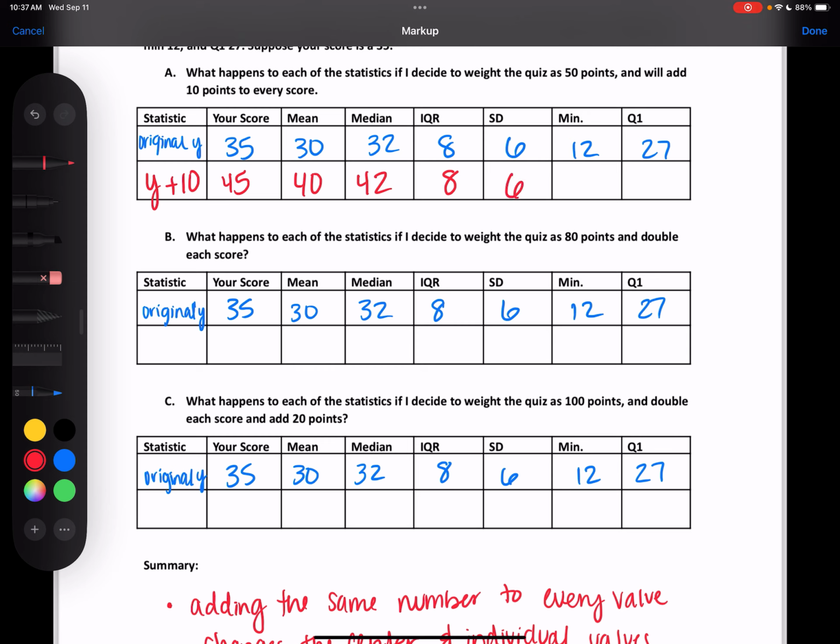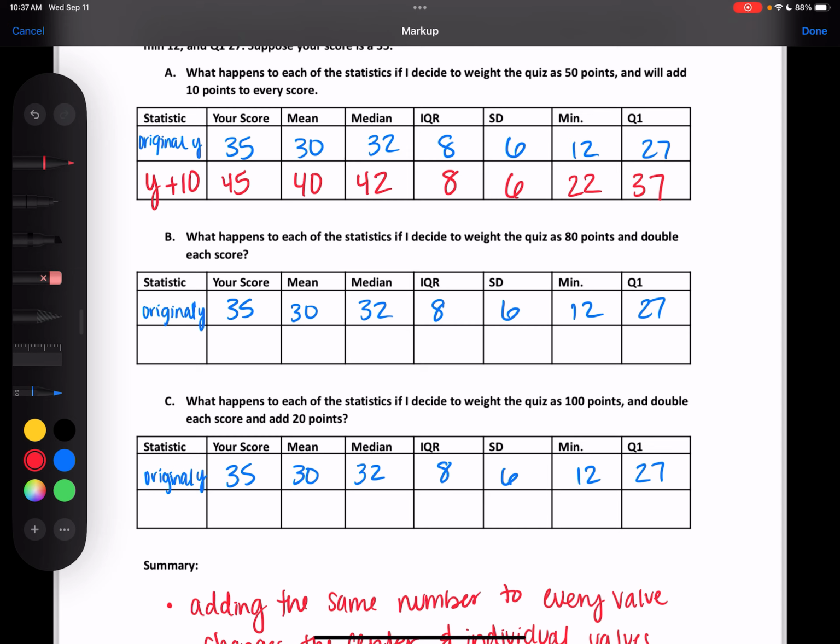What about the min? Is that still 12 or is that getting added? Any individual value like that, it's being added to. Okay, so 22. And Q1? 37. Yep. Okay. So basically everything's going to change the same when you're adding one except the IQR and standard deviation? Yes. Okay. So that one is pretty easy.